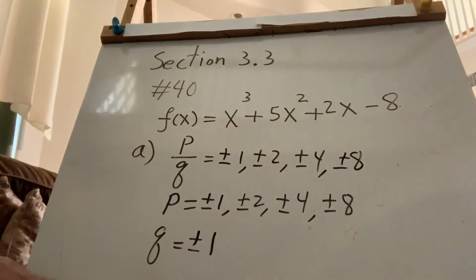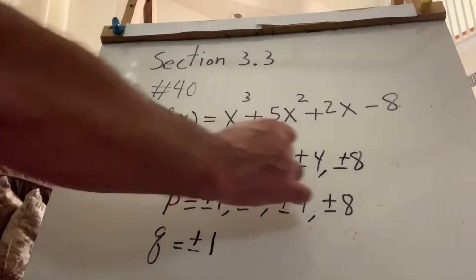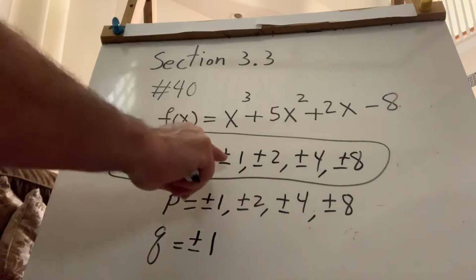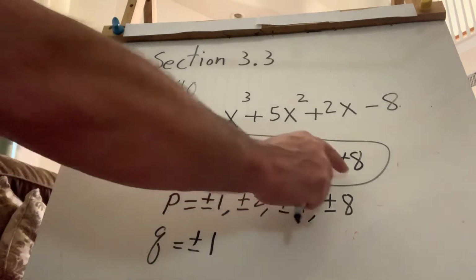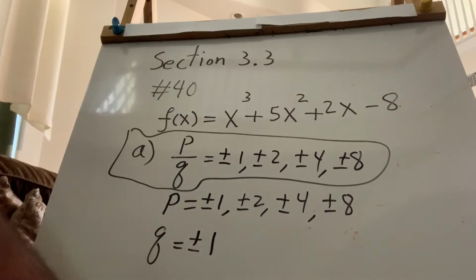Okay, let me just pause here for a second. So this answers your part A. I'm going to just box this. So this is the answer to part A. So these are all what's known as the possible rational zeros for this third degree polynomial function.